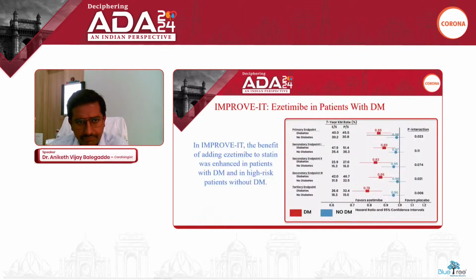So coming to the data, IMPROVE-IT is one of the trials which showed that addition of ezetimibe to the statin significantly reduced the ASCVD risk. The benefit of adding ezetimibe to statin was enhanced in patients with DM and in high-risk patients without DM. So ezetimibe is added on to the statin when adequate control of LDL is not there. Addition of ezetimibe to statin definitely helps us in reducing the ACS events or ASCVD risk.